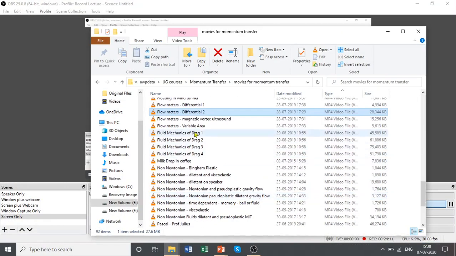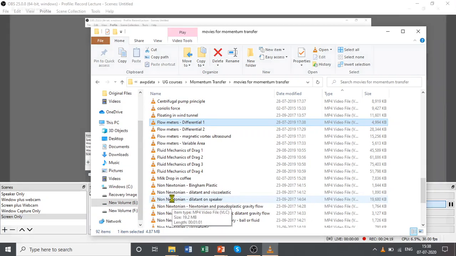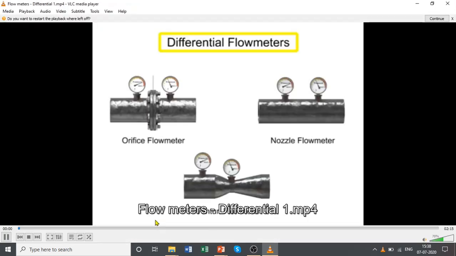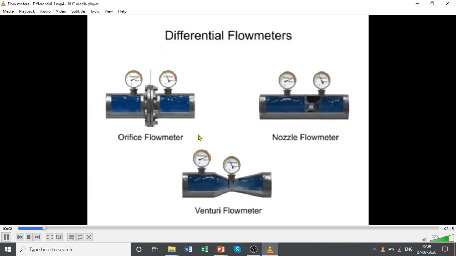Here are the videos. So flow meters, differential one. The differential flow meter is the most common device for measuring fluid flow through pipes. Flow rates and pressure differential of fluids such as gases, vapors, and liquids are explored using the orifice plate flow meter.